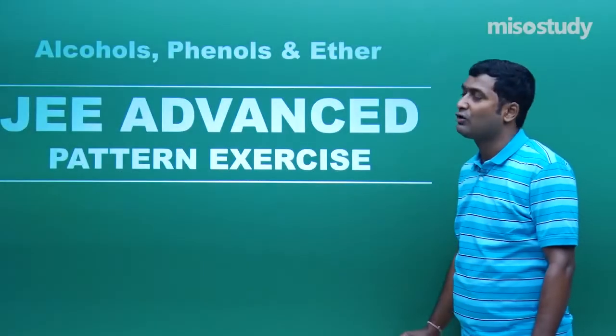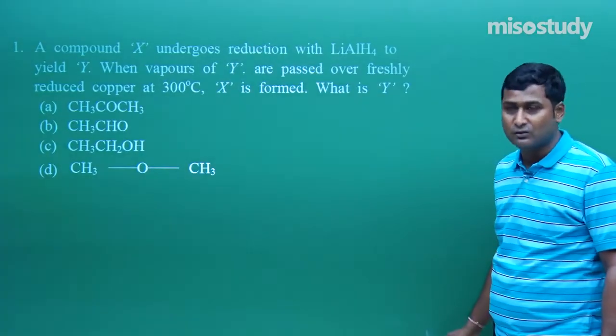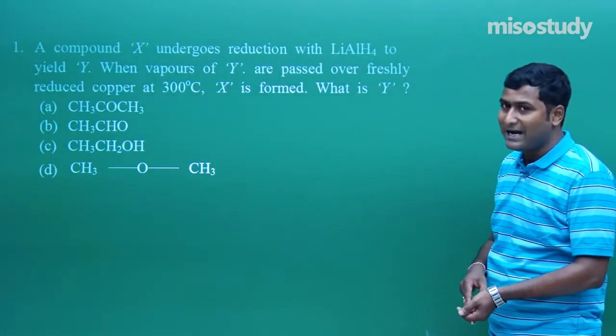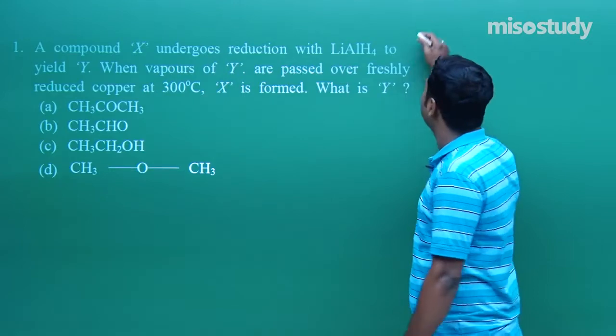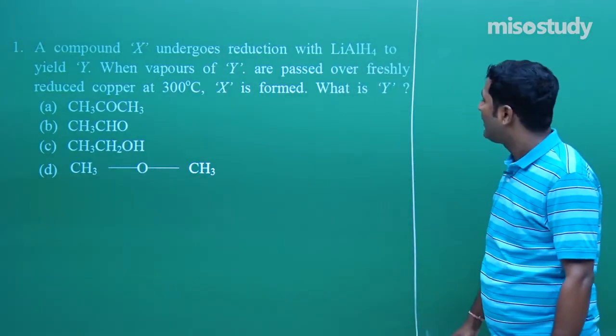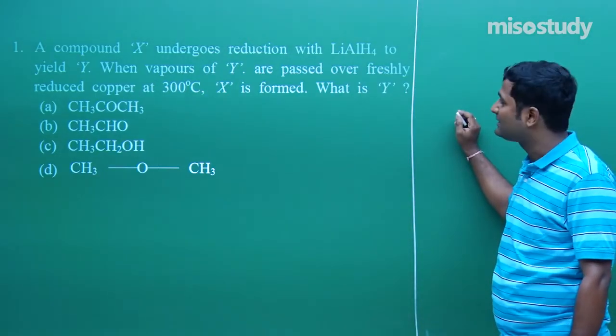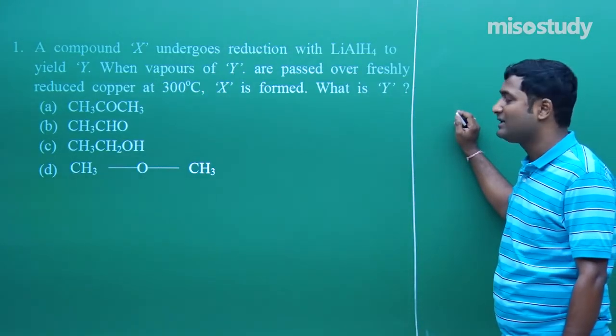Now the topic is alcohol, phenol and ether. So let's move to the question answer round. My first question is: a compound X undergoes reduction with LiAlH4 and gives Y. When vapors of Y are passed over freshly reduced copper at 300 degrees Celsius, X is formed.